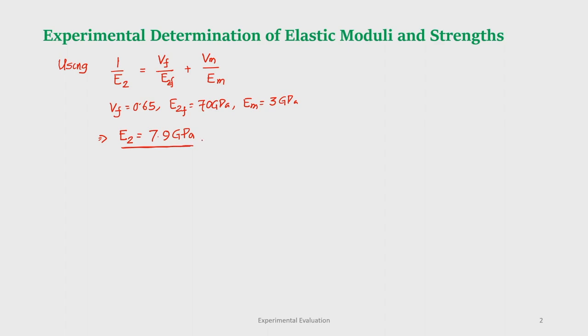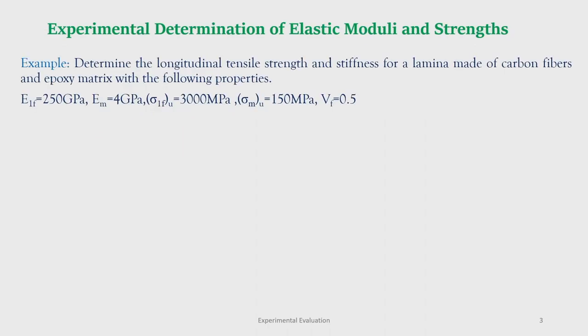So, there is a difference, okay? There is a difference between what we get using the mechanics of material approach and what we get using the Halpin-Tsai relationships, okay? Next, let us take another problem. This is a straightforward problem, of course, but I have intentionally taken this problem in order to understand the failure of a lamina, especially in longitudinal tensile failure. So, here you have to find out the longitudinal tensile strength and longitudinal Young's modulus of a lamina made of carbon fibers and epoxy matrix with the following properties.